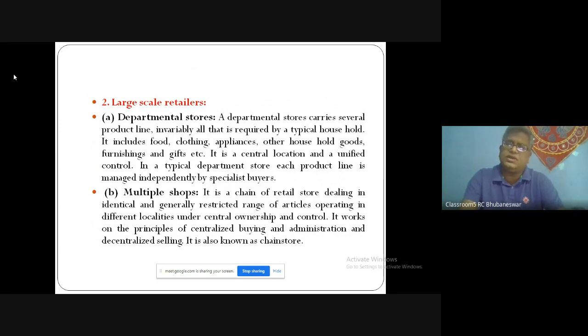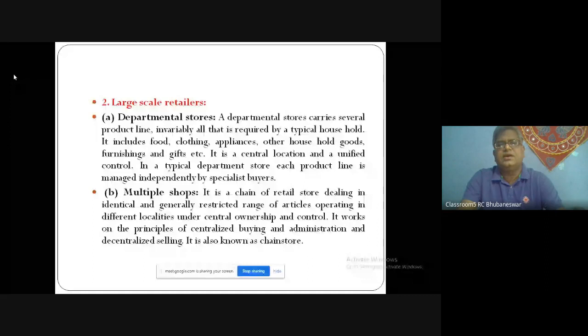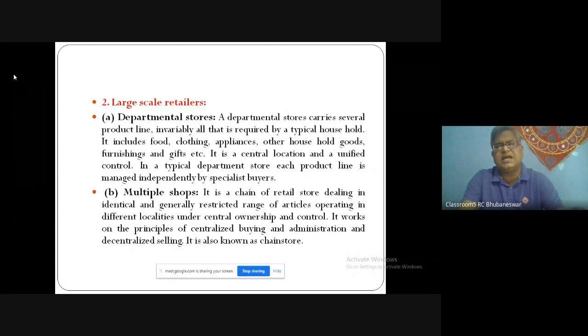Departmental store: you go to the departmental store or any other mall, with small multiple shops. These are called retail stores. In a departmental store, you see food, clothing, appliances, gift items, and furniture items. These are typically one type of mall, one type of department store, where specialist buyers can go and purchase the article. And multiple stores are not restricted to a range of articles, they are in different localities, and there is central ownership, but there are multiple stores.